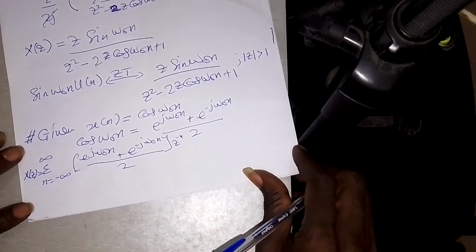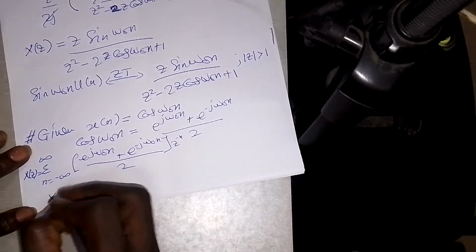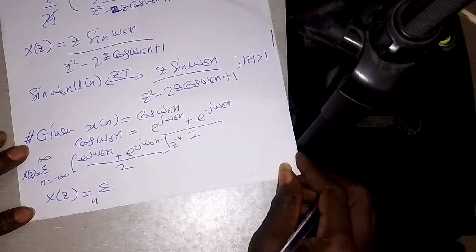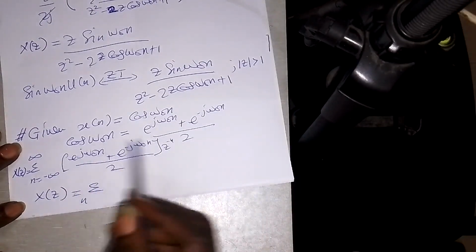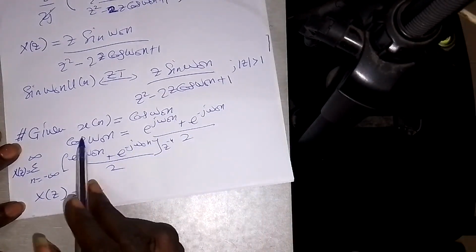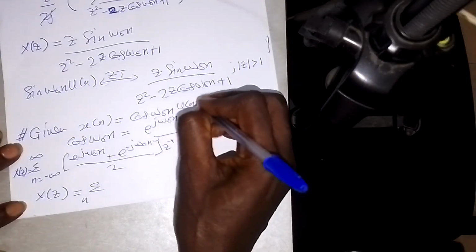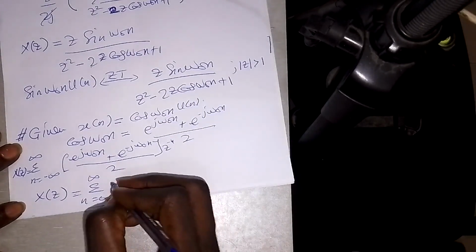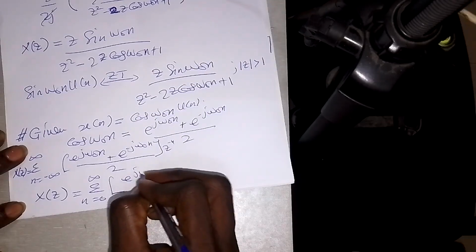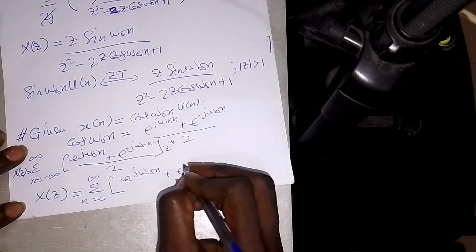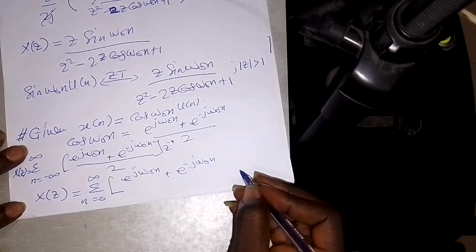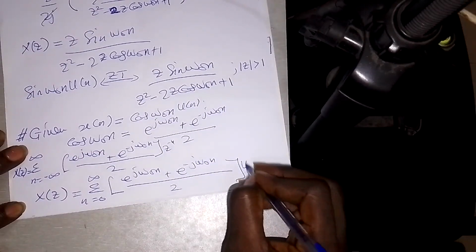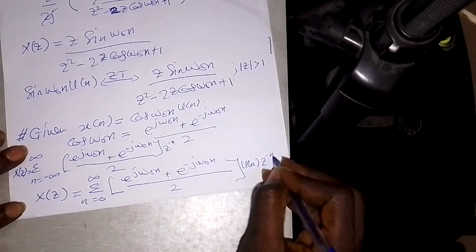Now to write it properly, I put in my unit step sequence, since cos omega naught n times u of n means it is starting from 0. So I'll put the lower limit as 0 and the upper limit as infinity. Then e^(j omega naught n) plus e^(-j omega naught n), over 2, into u of n into z^(-n).